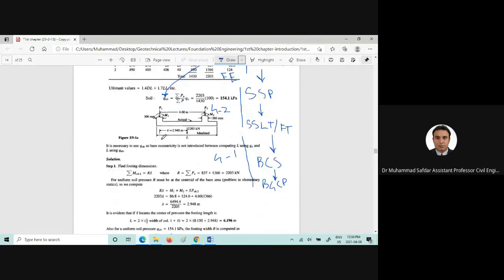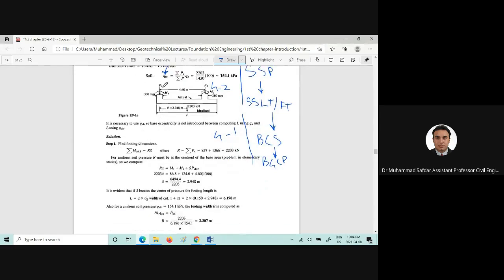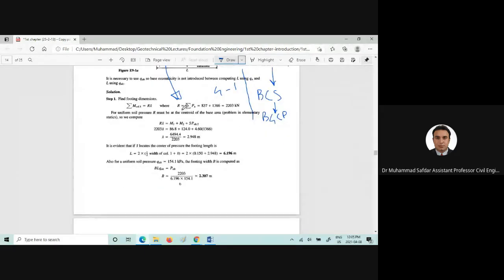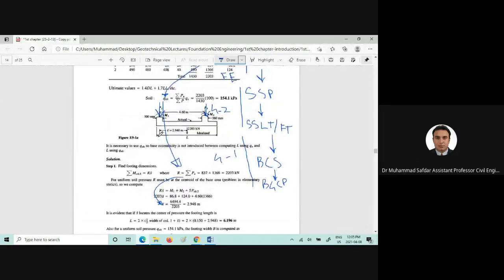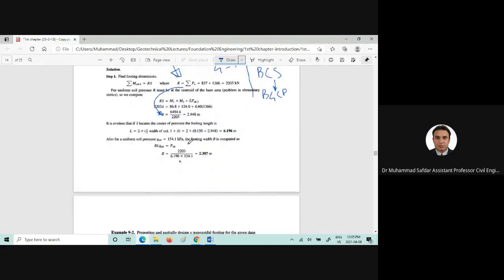And then once we get the ultimate bearing capacity, we can find out the resultant of the forces which are acting, for example, the P1 or the P2 here. Then once we get the resultant, we can find out the centroidal distance, which is pretty simple. Just take the moments at one column equal to zero. So you will get the centroidal distance or the point of application of that resultant load. Once you do that, you will find out the dimensions, which is the length and the width.